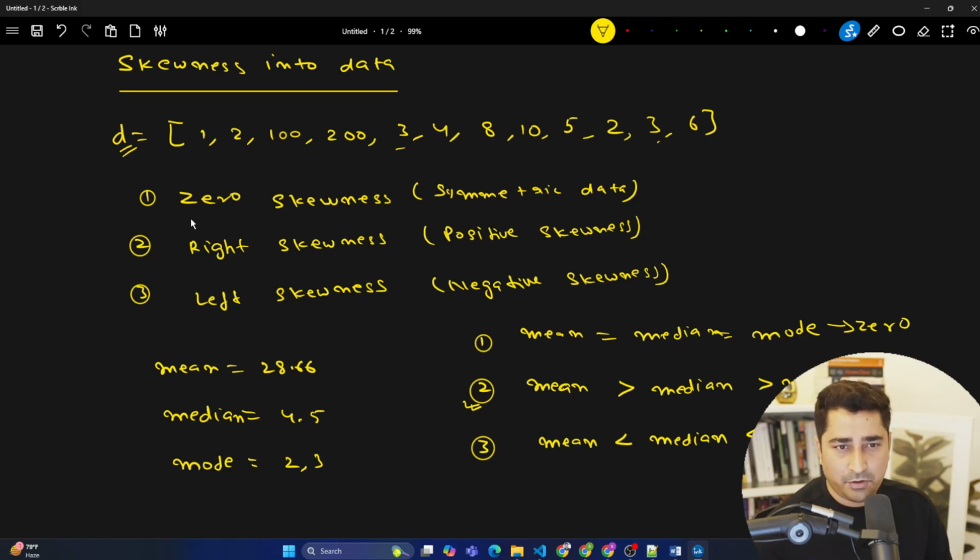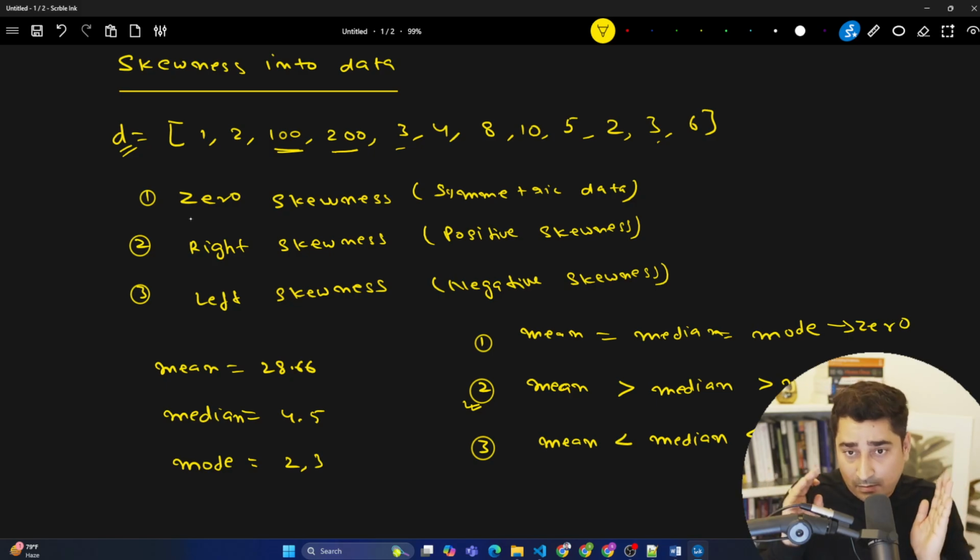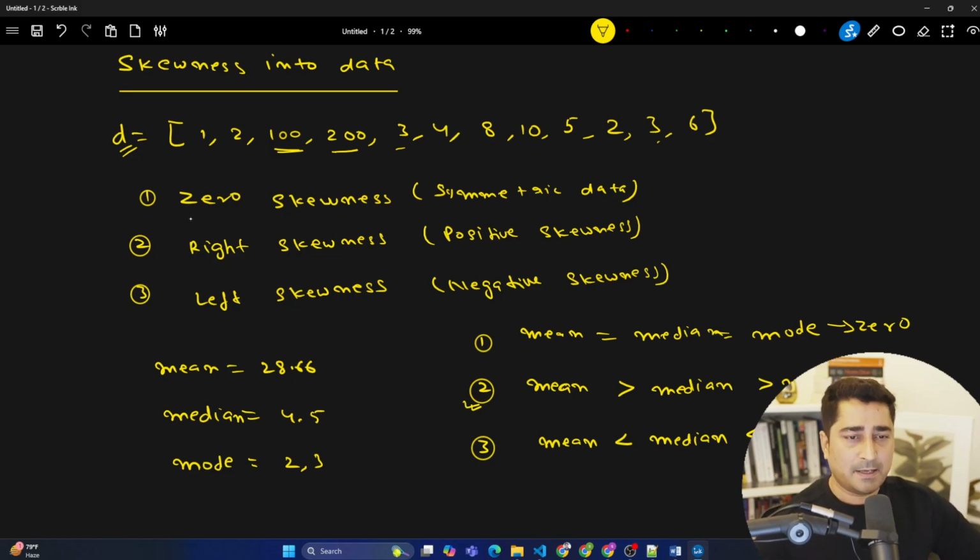And if you look into your data set, yes, we have 100 and we have 200. Most of our data set is ranging between 1 to 8 or 10, so that is where we have a higher density of the data. And these two values are very far from the normal range of the data that we have. Based on that, I can claim that this data set is a right skewed data set.